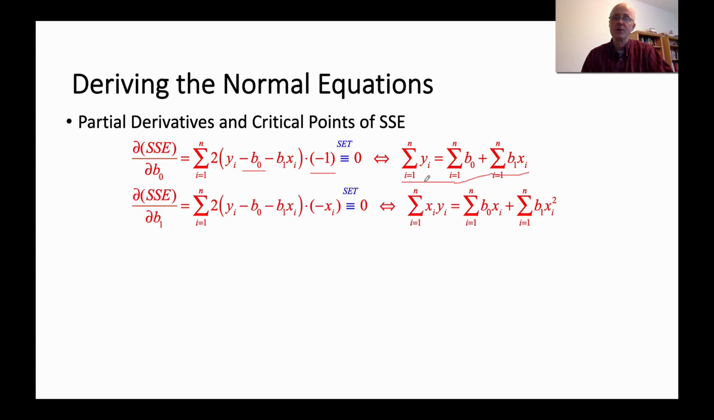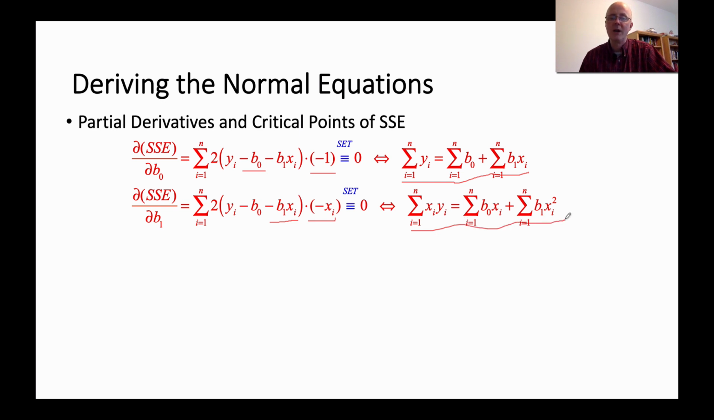You can also take the partial derivative with respect to b1. Very kind of similar calculation. Still keep the summation sign here. You'd still bring the 2 down in front. But now you're differentiating with respect to b1. The coefficient of b1 for each of these terms is negative x_i. So the derivative of that with respect to b1 is negative x_i. That's where you get the extra factor of negative x_i there. Once again, the 2 can cancel. You can multiply the x_i through the parentheses here. You can bring the summation through. You can rearrange, and you get this equation right there.